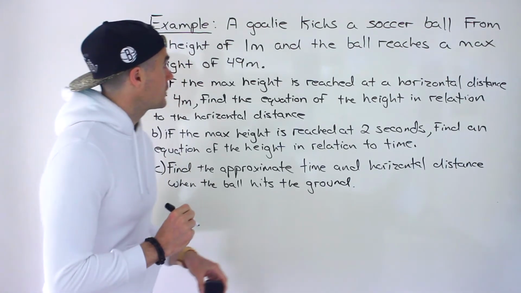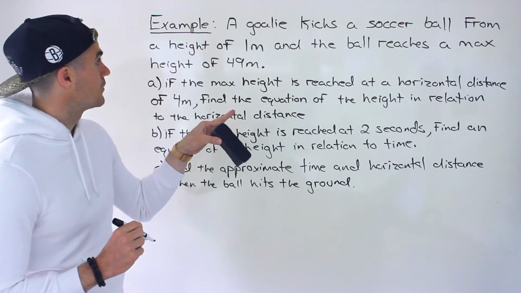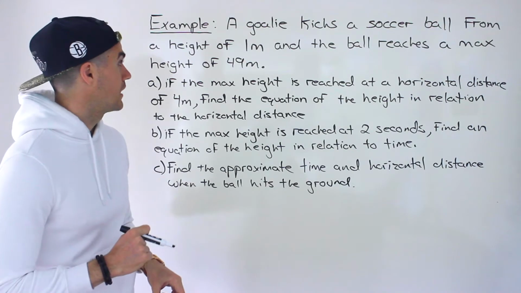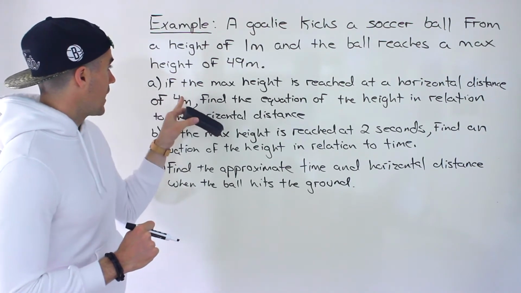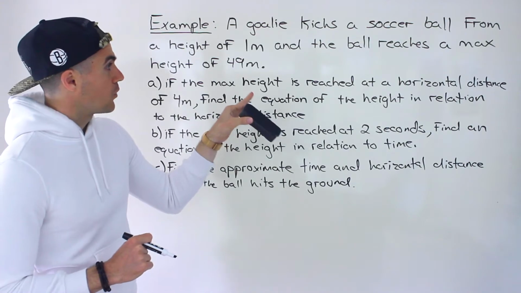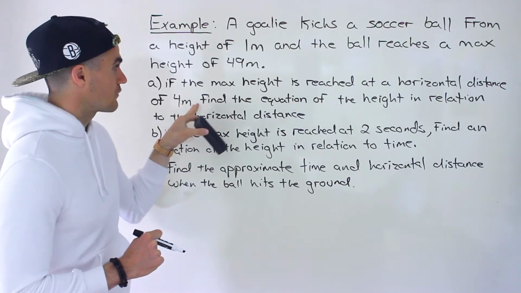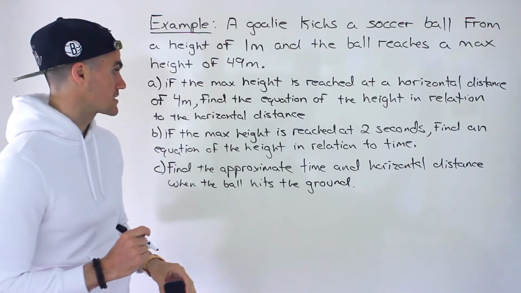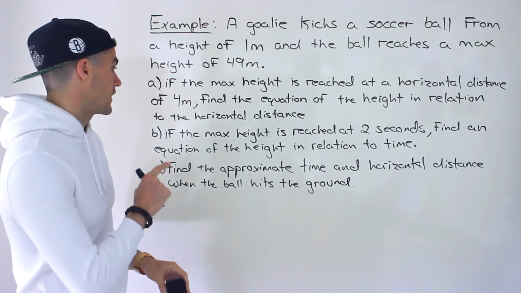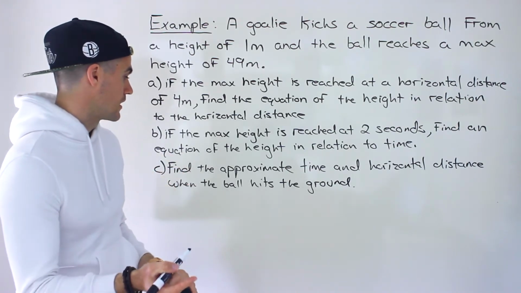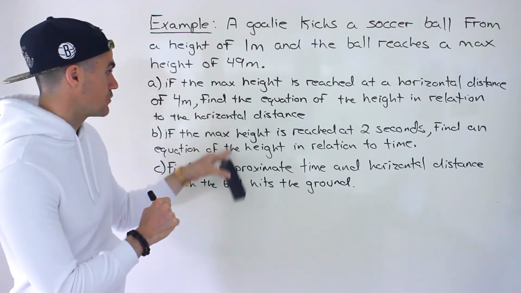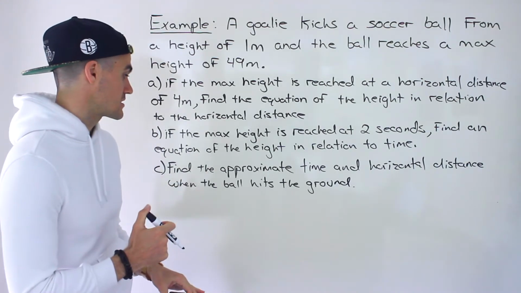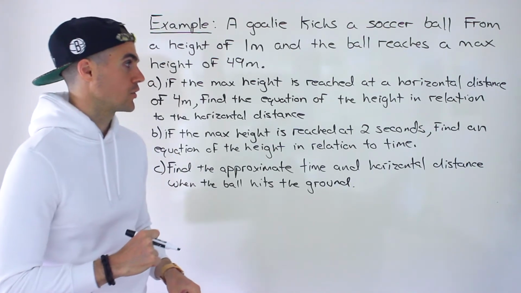So let's see what we're dealing with here. We're told a goalie kicks a soccer ball from a height of 1 meter, and then the ball reaches a max height of 49 meters. In part A, if the max height is reached at a horizontal distance of 4 meters, we have to find the equation of the height in relation to the horizontal distance. In part B, if the max height is reached at 2 seconds, find an equation of the height in relation to time. And then in part C, we have to take those two equations and find the approximate time and horizontal distance when the ball actually hits the ground.